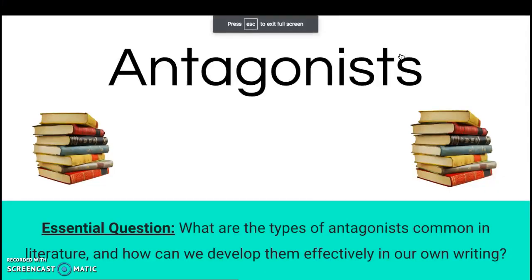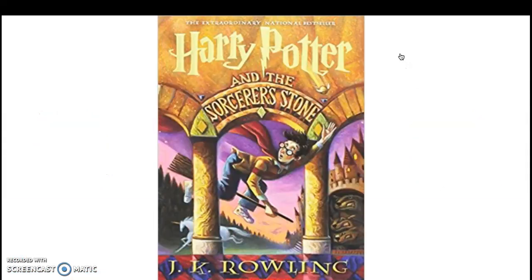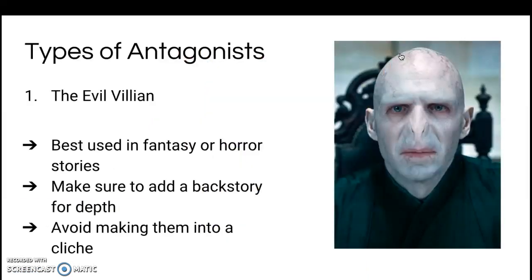This is a lesson over writing antagonists. Our essential question is, what are the types of antagonists common in literature, and how can we develop them effectively in our own writing? We're going to continue to use Harry Potter as our examples.